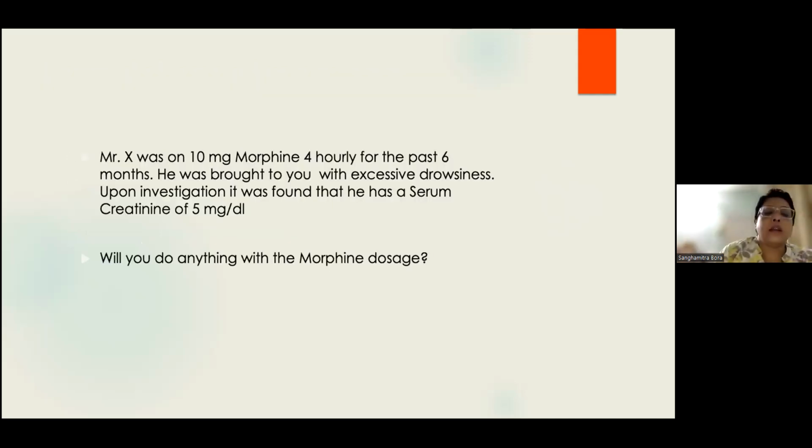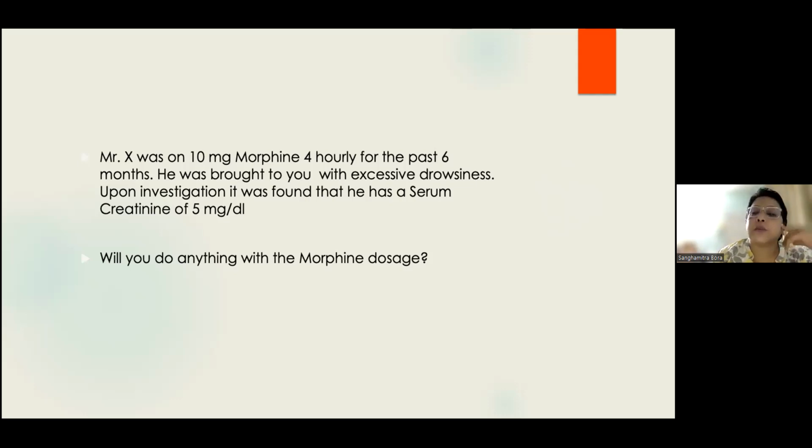So now he was on 10 milligram morphine every 4 hours for the past 6 months. But he was brought to you with excessive drowsiness. And upon investigation, it was found that he has a serum creatinine of 5 milligrams per deciliter. So will you do anything with the morphine dose at this point of time?